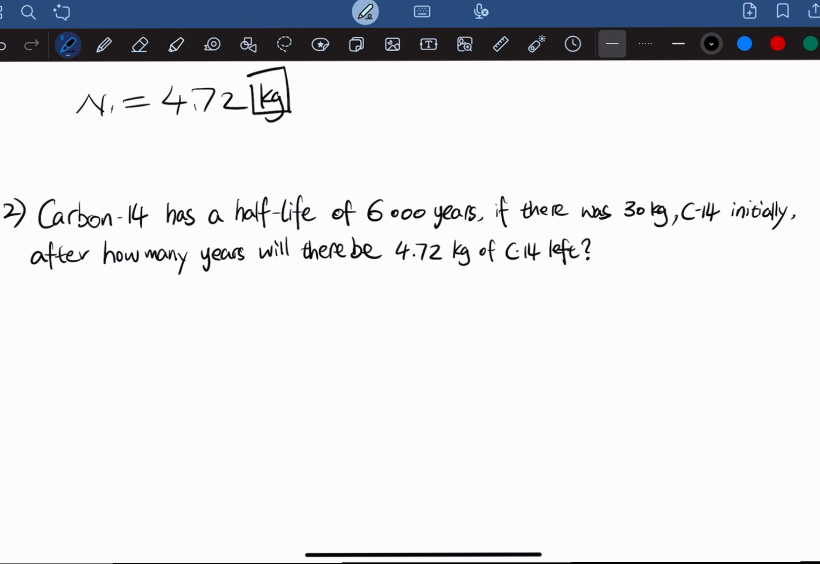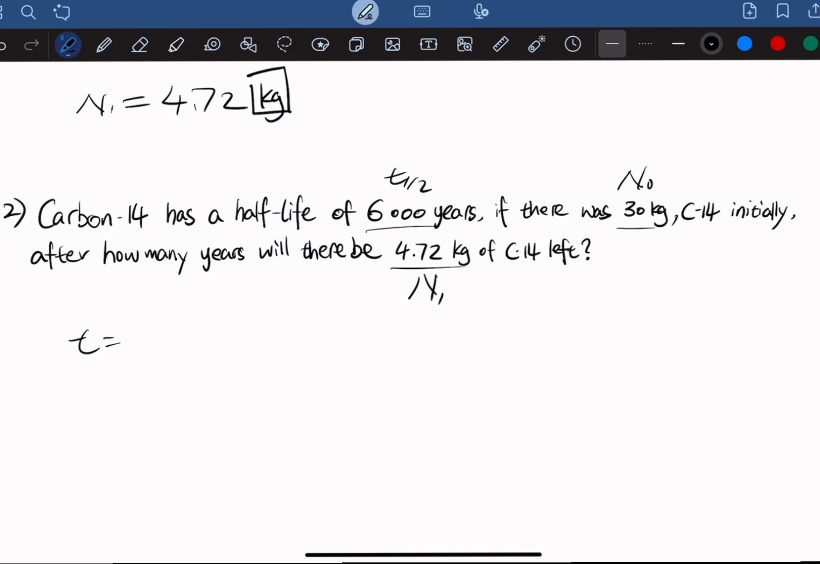Okay, on the second example, we have carbon-14 has a half-life of 6,000 years. If there was 30 kilograms carbon-14 initially, after how many years will there be 4.72 kilograms of carbon-14 left? Okay, now we have 6,000 years. This is our half-life. So again, and this initial amount. At this time, we know this N1 already, and we want to find the time, which is the t.